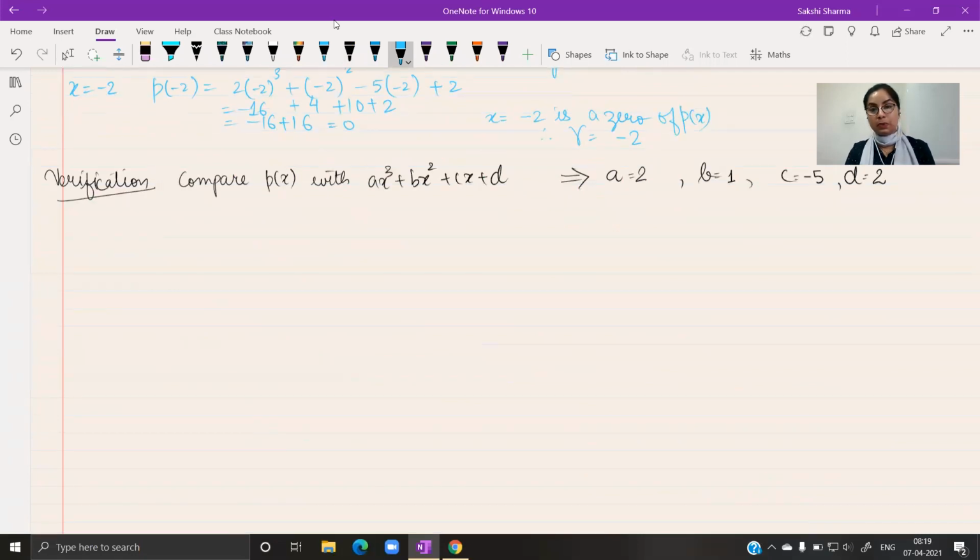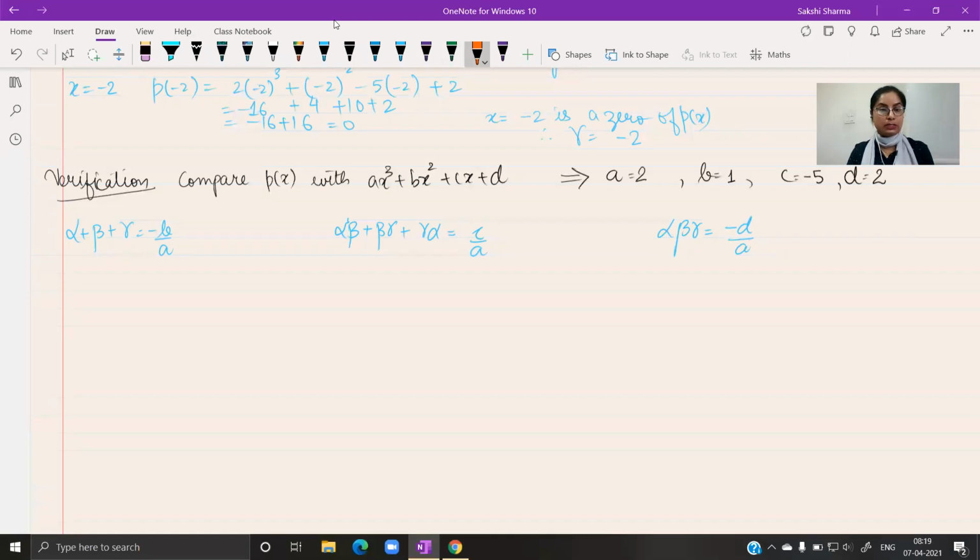Now the verification part, I'm directly writing down the relations. We have sum of the zeros given by minus b over a. Then sum of the products, taking two zeros at a time, alpha beta plus beta gamma plus gamma alpha, is equal to c by a. And then finally, the product of three zeros is equal to minus d by a. So use the values one by one and verify.